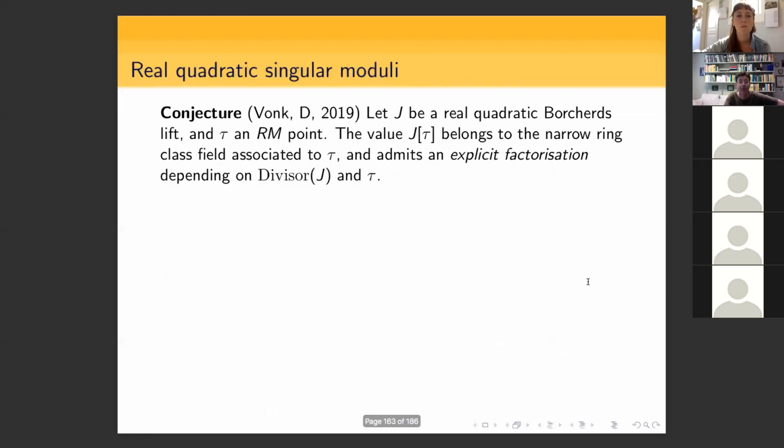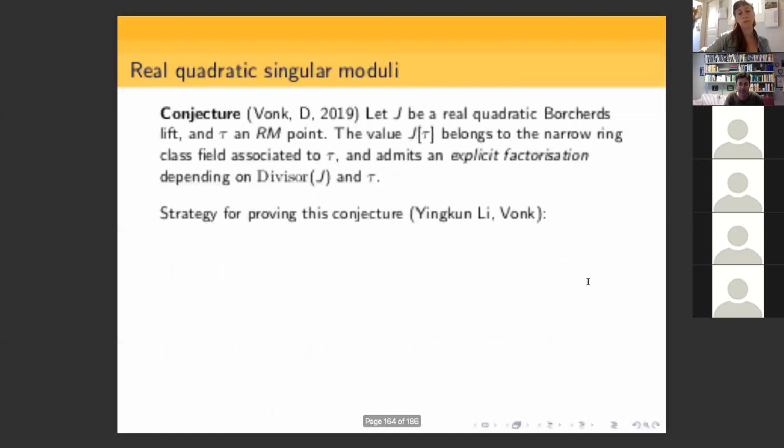So now our program is essentially to try to establish the conjecture that we made in 2019: if J is a real quadratic Borcherds lift and tau is an RM point, then the value of J at tau belongs to the narrow ring class field associated to tau and admits an explicit factorization, which depends only on the divisor of the Borcherds lift and on the actual tau that we're putting in.